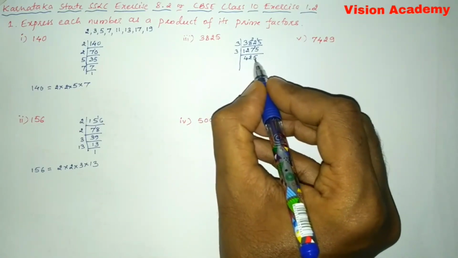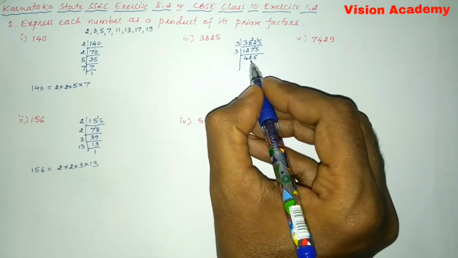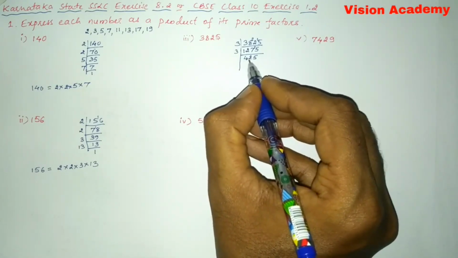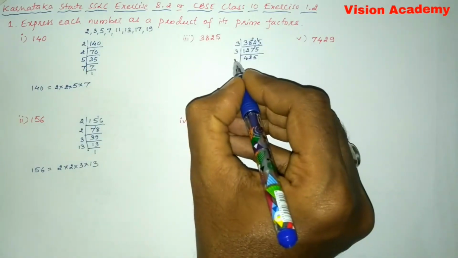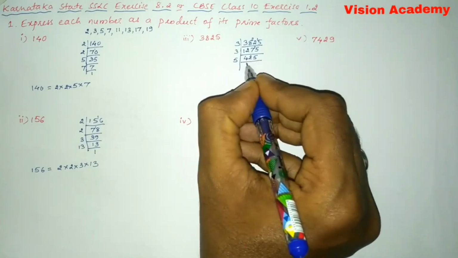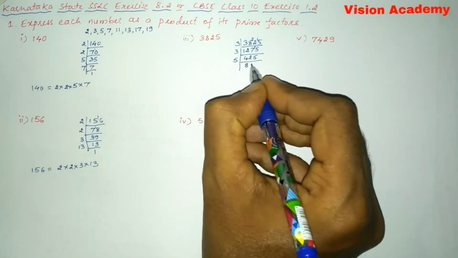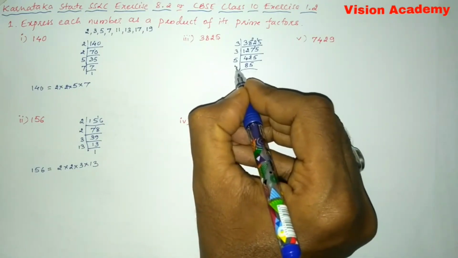So if I consider 425, the sum of these 3 digits gives me 11. So 11 cannot be divided by 3. So let us take the next prime number, that is 5. Because it is ending in 5, it is divisible by 5. So 5 8s are 40, 5 5s are 25. So again divide this by 5.